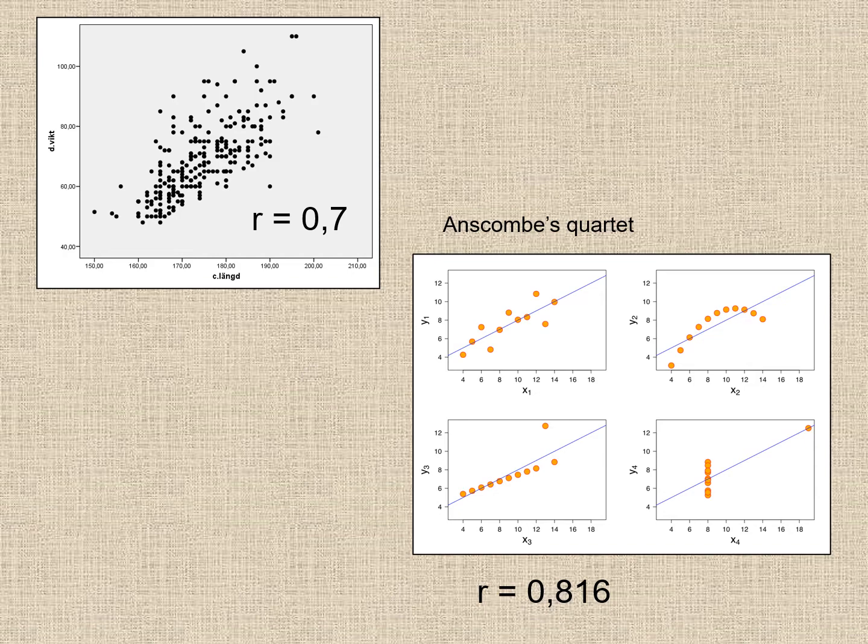So what we learn from Anscombe's quartet is that before we make strong statements about association between two variables based on a calculated correlation, we should always have a look at what they look like by plotting them in a scatter plot.